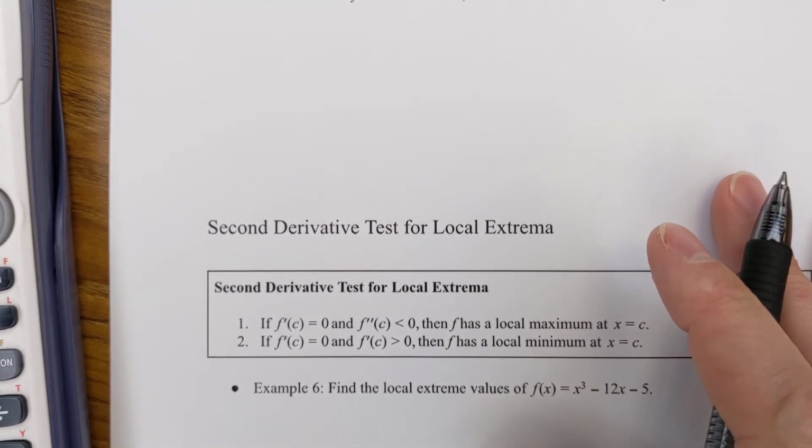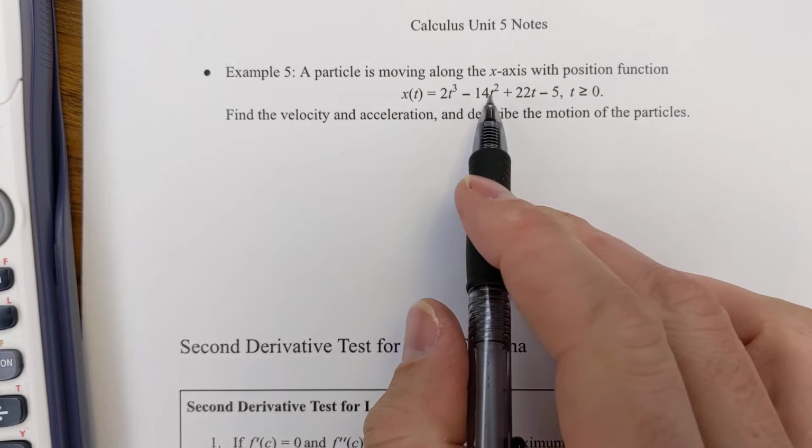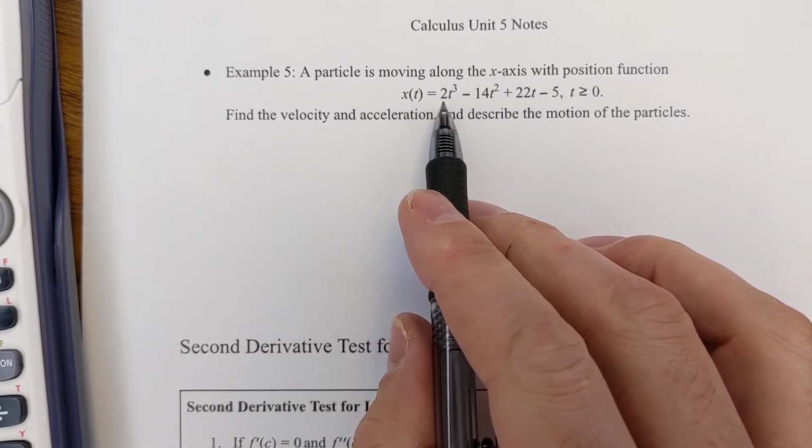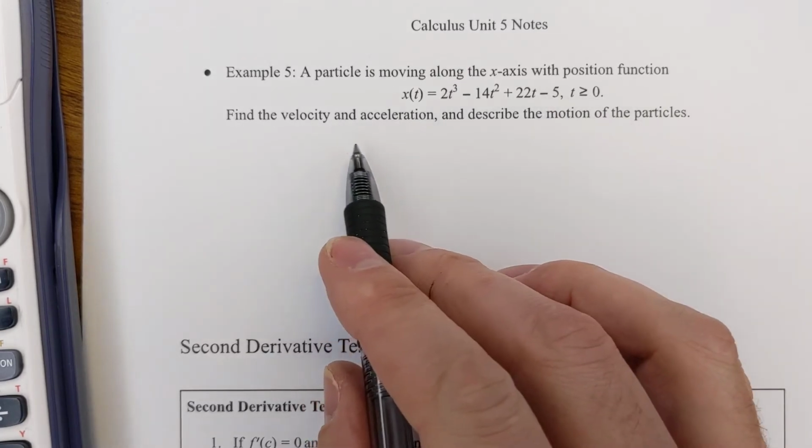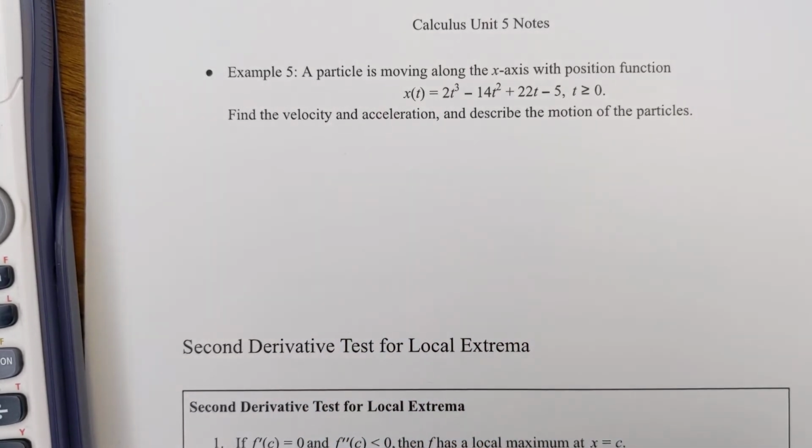Okay, example 5 here. So we've got a particle moving along the x-axis with position function 2t cubed minus 14t squared plus 22t minus 5. When t is 0, find the velocity and acceleration. Describe the motion of the particle. Oh, this is a throwback.